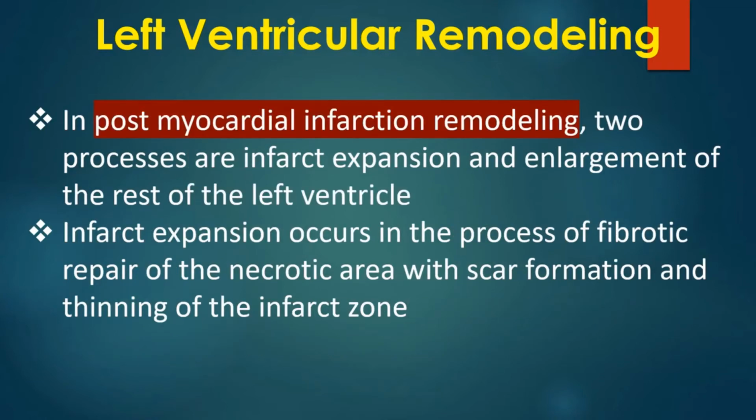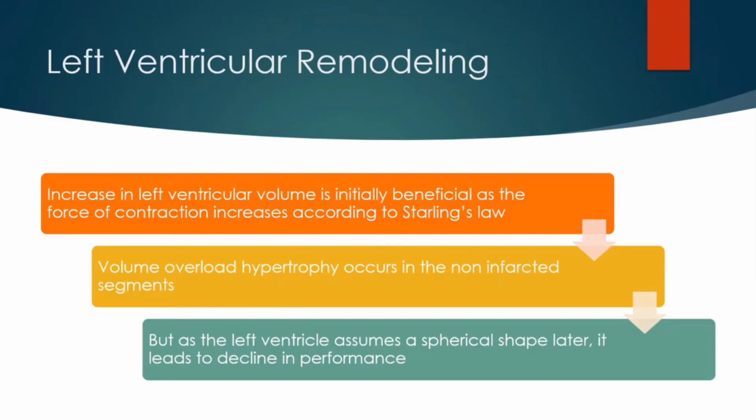In post-myocardial infarction remodeling, two processes are infarct expansion and enlargement of the rest of the left ventricle. Infarct expansion occurs in the process of fibrotic repair of the necrotic area with scar formation and thinning of the infarct zone. Increase in left ventricular volume is initially beneficial as the force of contraction increases according to Starling's law. Volume overload hypertrophy occurs in the non-infarcted segments. But as the left ventricle assumes a spherical shape later, it leads to decline in performance.